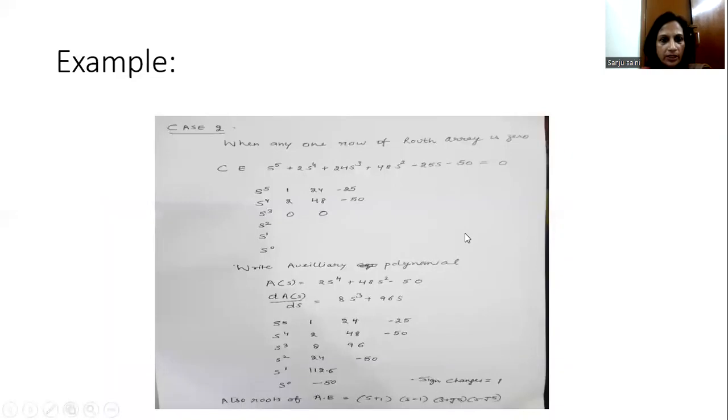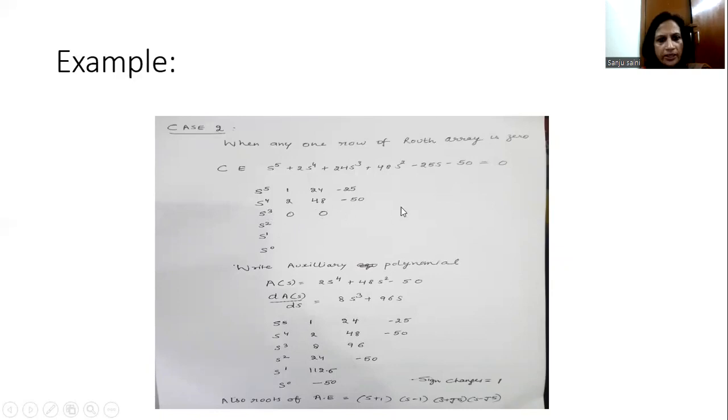Then the second case, when any one row of the Routh array becomes 0. Here you can see this is the characteristic equation of the system. We have 1, 24, then -25, then 2, then 48, then -50. When we calculate the next entry, it will be 2 into 24 minus 48 into 1 divided by 2. It will be 0. Similarly, the next entry will also come out to be 0.